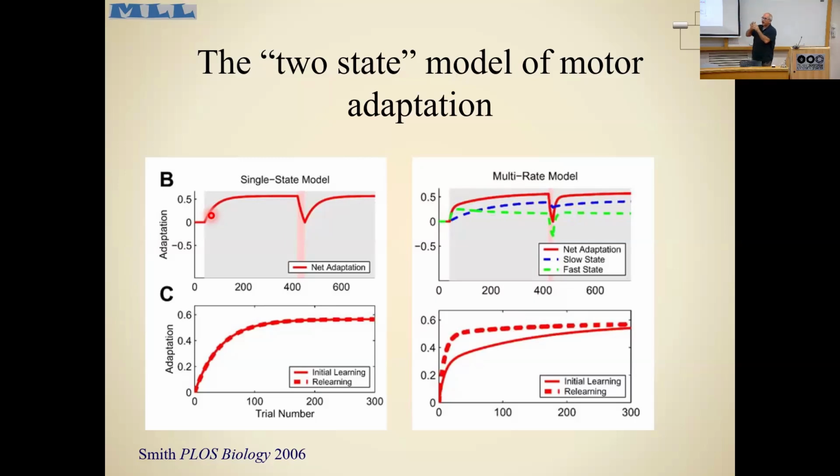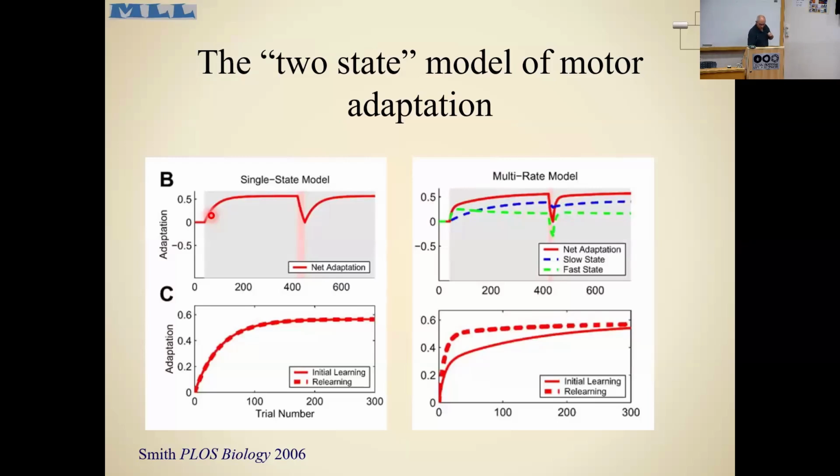And that idea that these two things are going on led, a long time ago in 2006, to the proposal of a two-state model, very, very similar to the model that I just showed you, but supposedly with two things going on, right? And the two things that are going on are a fast state, where the changes are quick, so I learn quickly and I forget quickly. And a slow state where the changes are slow. I learn slowly, but I retain more, right? I forget more slowly.